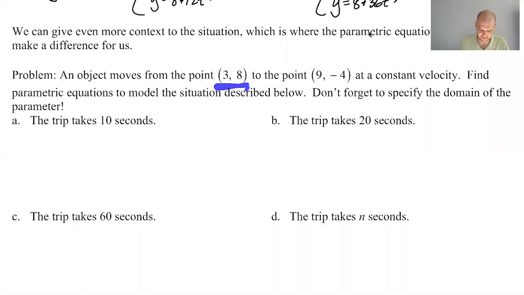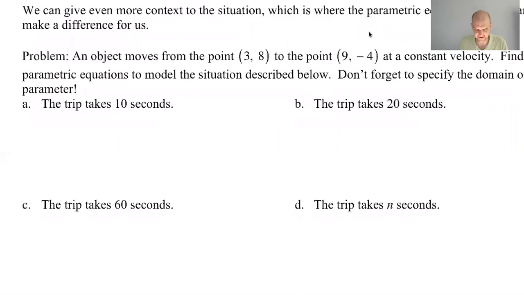So same point, 3, 8, 9, -4, constant velocity. That's a requirement for us because we don't know the calculus that would deal with variable velocities. So we just have to deal with that. Find parametric equations to model the situation described below. Don't forget to specify the domain. That's really important, especially when you're starting one place and ending another place. It's kind of different if it just passes through the point. Then it doesn't really matter. But if you have to stop there, then you want to really think about it.